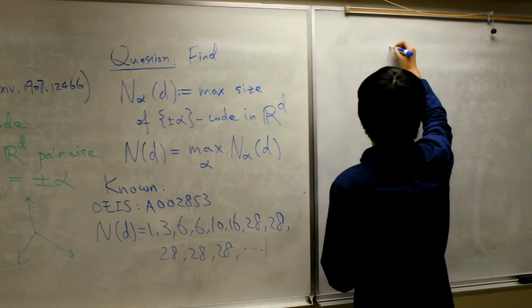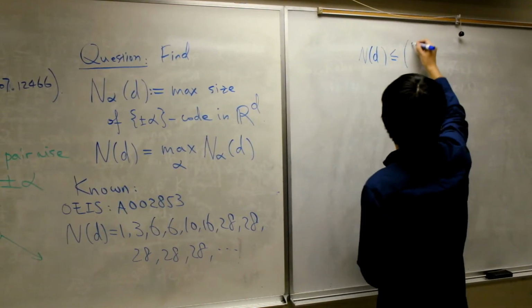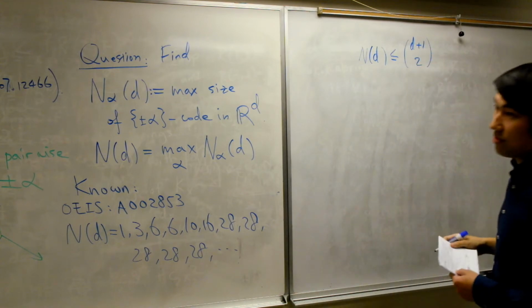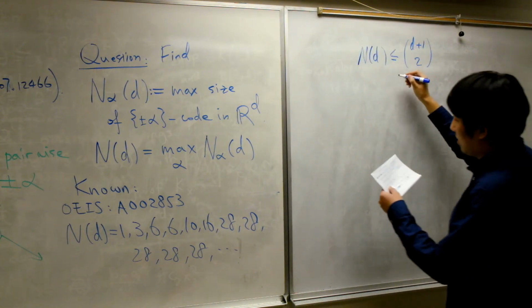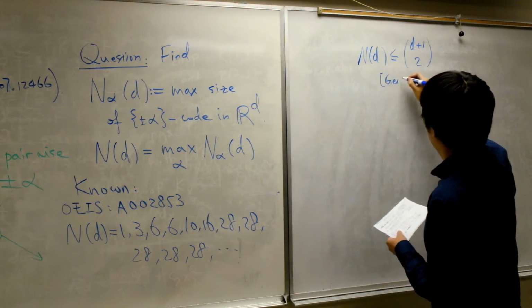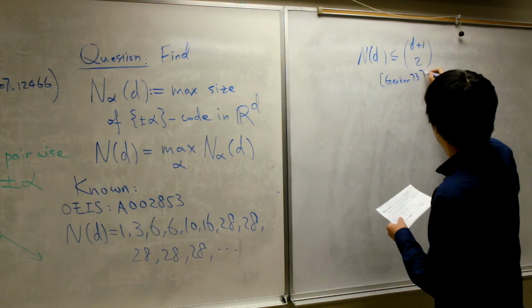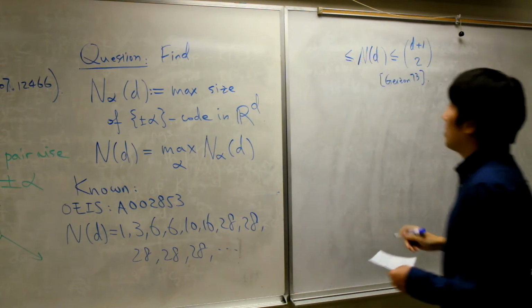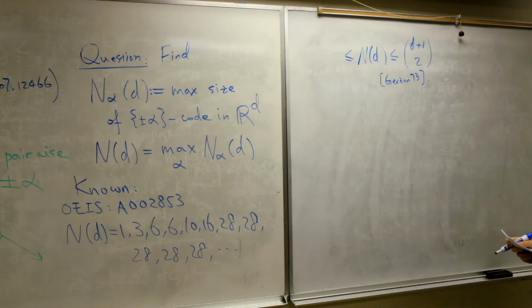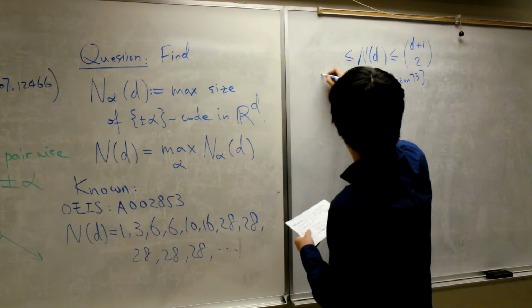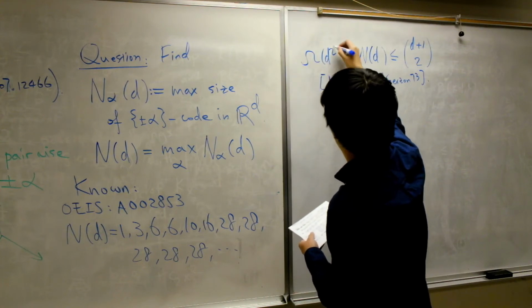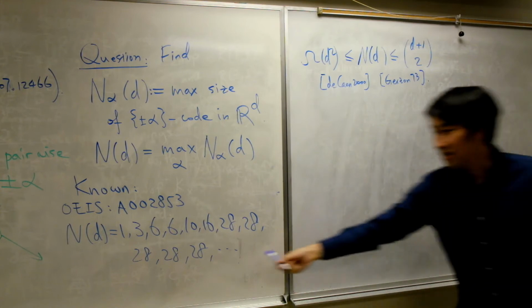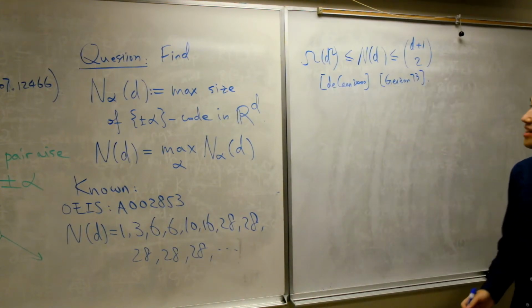But what we know is that N of d is upper bounded by d plus 1 choose 2. Okay, that's the upper bound you can get. It has a very nice linear algebraic proof that was done by Gerzon in 1973. And people didn't know whether N of d behaves quadratically or linearly. But in 2000, Taneja made a beautiful construction that shows it grows quadratically. Okay? So you know it doesn't continue as 28, 28 forever. Okay.